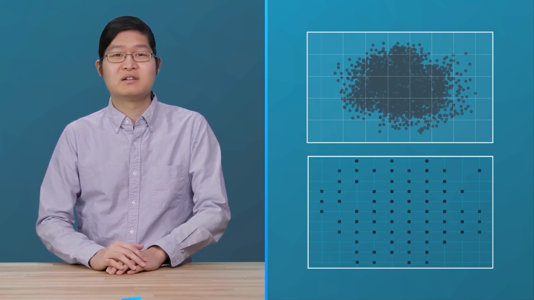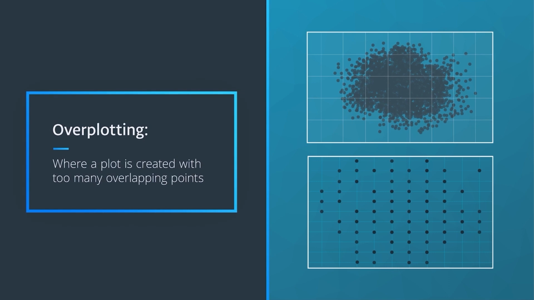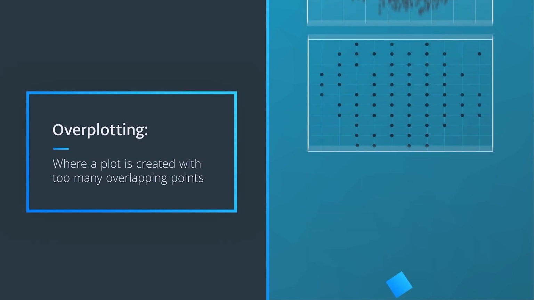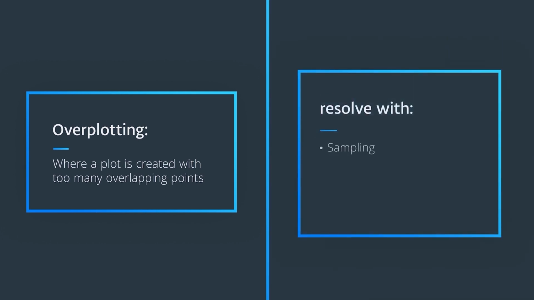Me either. Conditions like this, where you have too many points in a small area, are called overplotting. In these cases, techniques like sampling, transparency, and jitter can allow you to build scatter plots where you can better detect patterns and relationships.